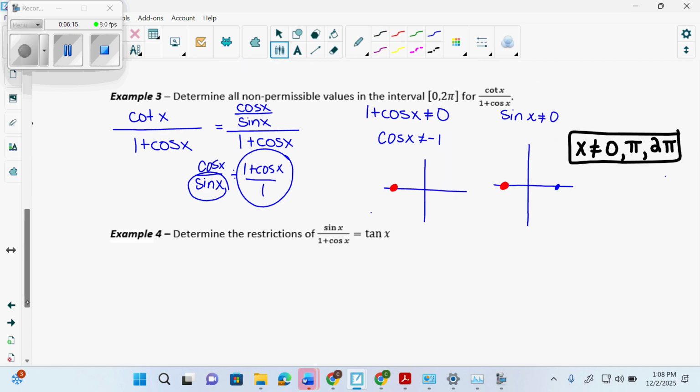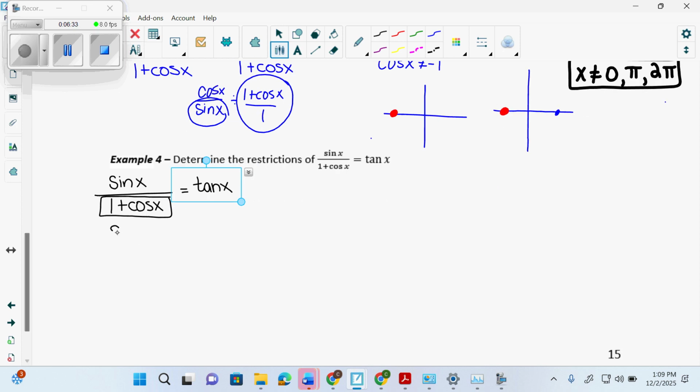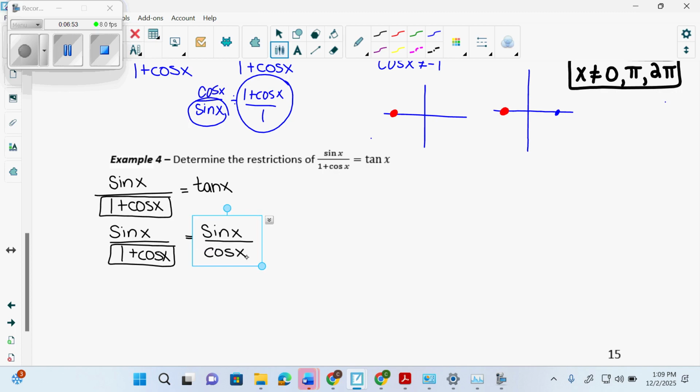All right. This one, we have sine x over 1 plus cos x, with 1 plus cos x sitting in my denominator over here. So I'm going to have to use that for my restrictions. Equals tan x. What can I replace tan x with? Sine x over cos x. So I have sine x over 1 plus cos x equals, oops, sine x over cos x. This isn't a really good proof. It's actually wrong. That's okay.